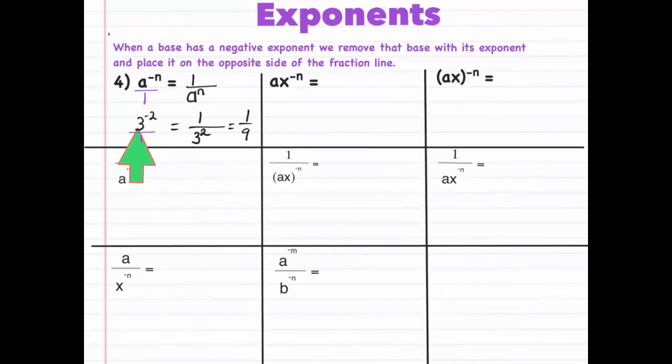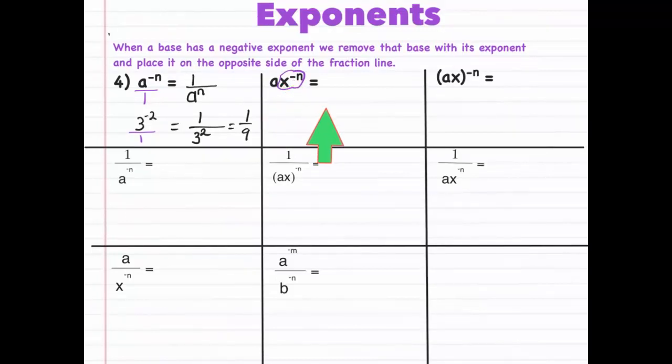Okay, so any base that has a negative exponent is actually a fraction. So please don't forget that. And it works the other way around as well, as you will see later. So let's go to the next example here. Here we have a times x to the power of negative n. Which base has a negative exponent, the a or the x? Well, you are right, it's the x, right?